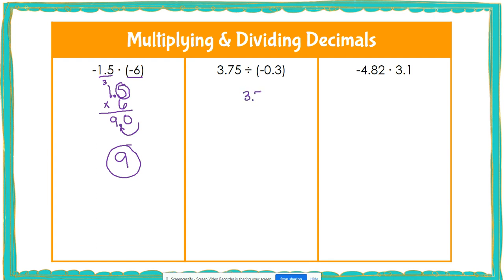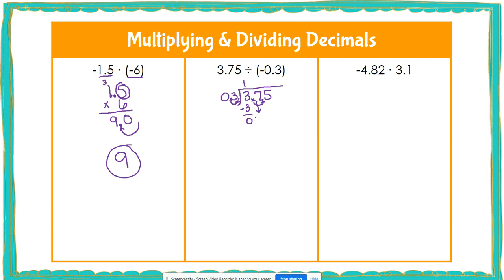My dividend here is 3.75, and I'm going to use the absolute value of negative 0.3, which is 0.3, to divide. But I remember that I can never have a decimal in my divisor. So I'm going to move this decimal one place to the right, and if I move the decimal in my divisor, I must also move the decimal in my dividend. So my new decimal is right here. And now my problem says 37.5 divided by 3. So let's start dividing. I'm going to divide 3 by 3, and I know that that will go in one time, and then I multiply. 1 times 3 is 3, and when I subtract, I'm left with 0.